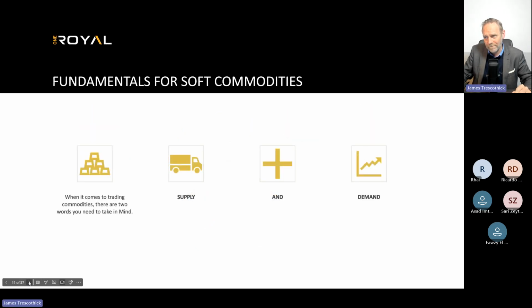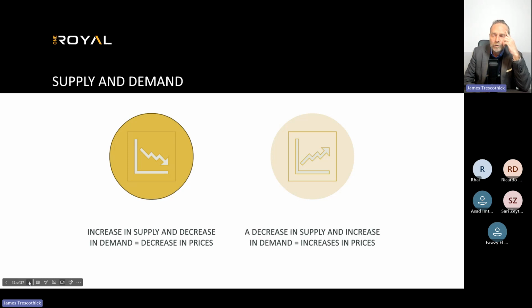Now, like most commodities, this is a key thing. When it comes to trading commodities, especially soft commodities, there are two things you need to bear in mind: supply and demand. If you have an increase in supply and decrease in demand, it then means the prices might come under pressure. If you have a decrease in supply and an increase in demand, then obviously the prices will potentially go up.